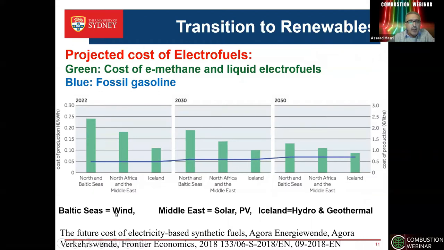Now, from the Baltic seas with wind energy being the source, that's the first bar; from Africa and the Middle East with solar being the source of energy, that's the middle bar; and from Iceland with hydro and geothermal energy, the third bar there. They're all higher, or more expensive, than the fossil gasoline, which is the blue line there.